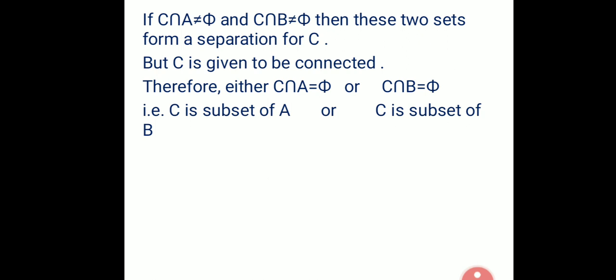If C ∩ A is not equal to phi and C ∩ B is not equal to phi, then these two sets form a separation for C, right? But it is given in the theorem that C is connected. Therefore, either C ∩ A is equal to phi or C ∩ B is equal to phi. That is, C is a subset of A or C is a subset of B. Hence, proved.